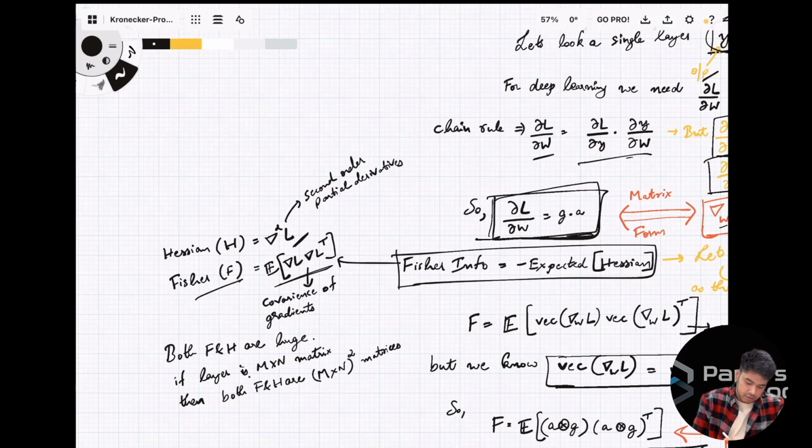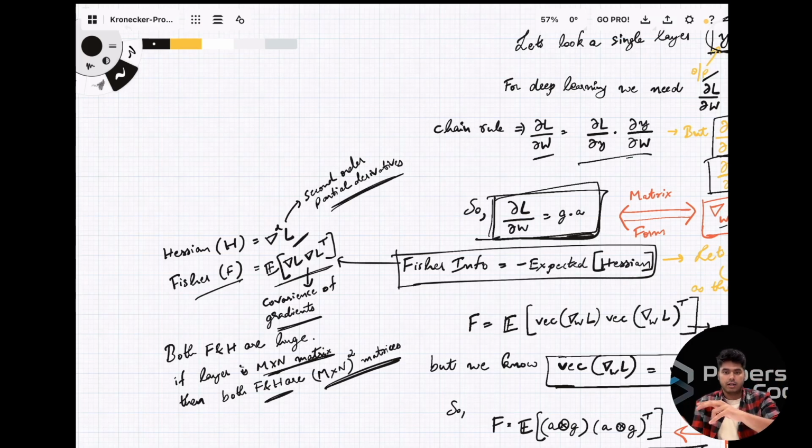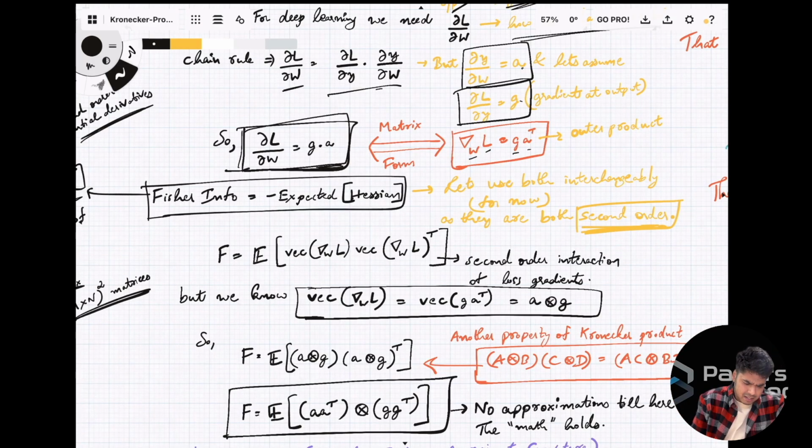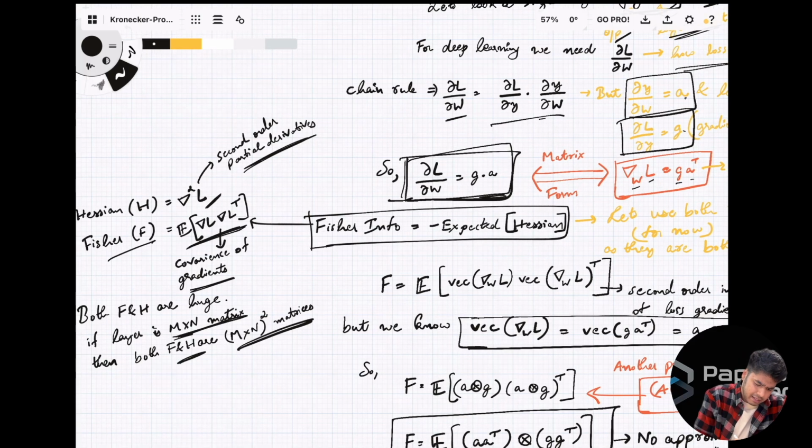So these are both huge matrices. If a layer is m cross n, both the Fisher and the Hessian are m cross n square in dimension, because it's a covariance. Here you can see it's a covariance of the gradients, and here it's a second order partial derivative of each parameter with respect to each other. So if you have n parameters, you have n square elements in a second order derivative. So if your matrix is m cross n, then you'll have m cross n square elements in this matrix. In simple words, a Fisher information matrix is basically just an expectation of the gradient multiplied by its transpose.